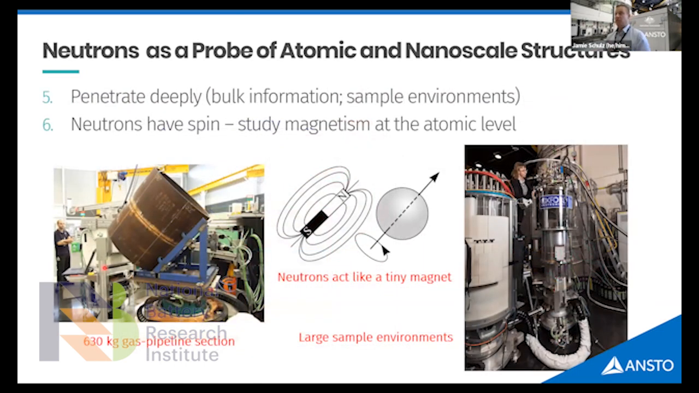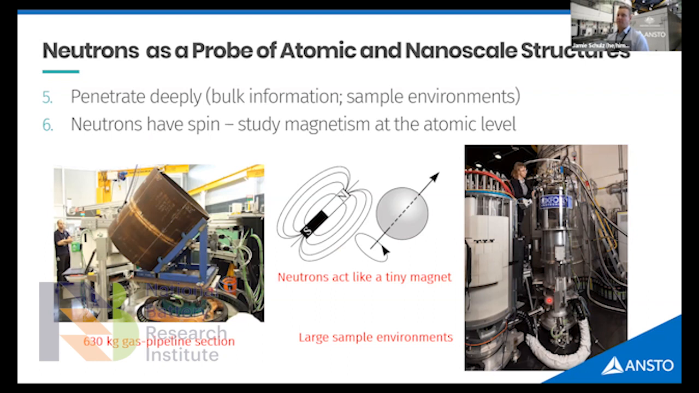Because the interaction of a neutron is primarily with the nucleus, the analogy is that a nucleus is the size of a pea on a football field. So the probability of neutrons interacting with that nucleus within an atom is really quite low. Therefore, we have quite a high transmission, and neutrons can penetrate deeply within our equipment. This is a good example where we had a very large piece of pipe, where we're able to get the neutrons in and out and study the welds or the residual stresses within that material.